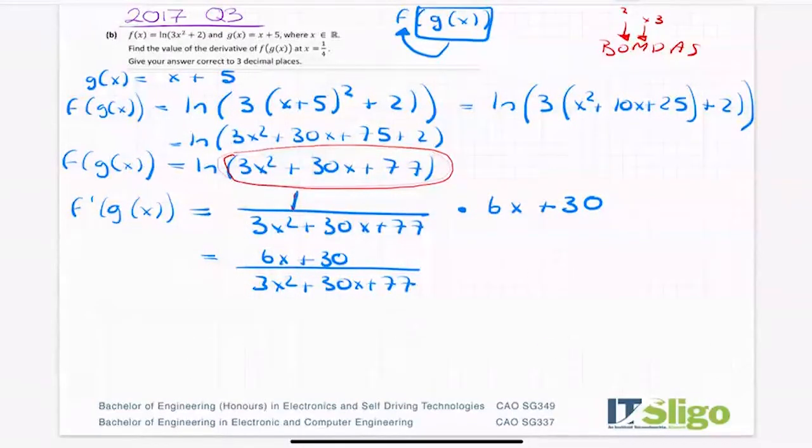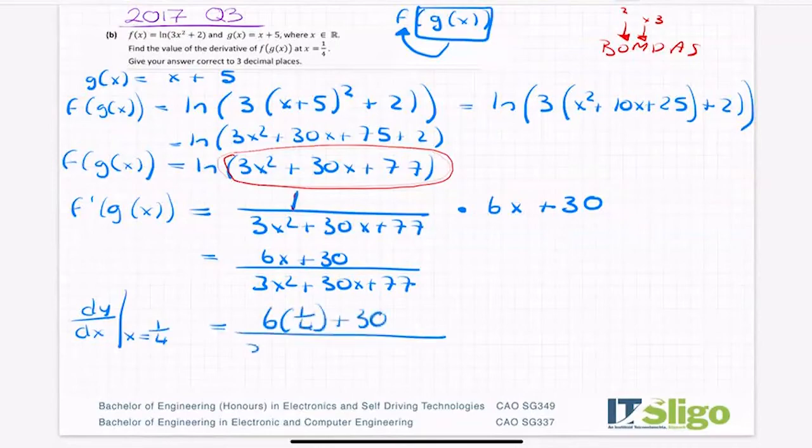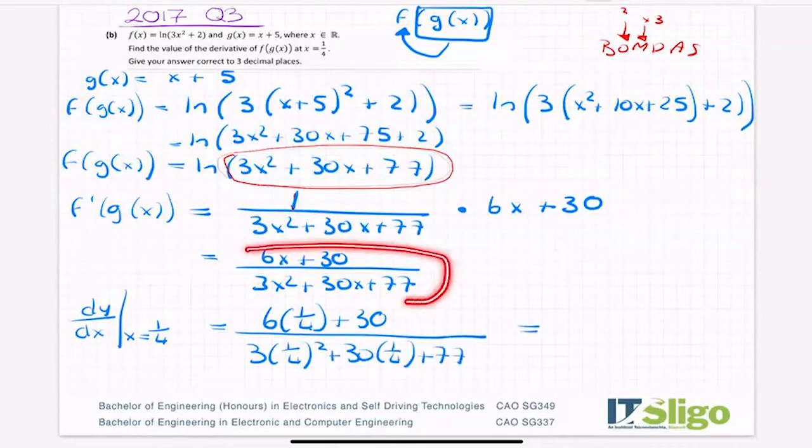And now it says at x is equal to a quarter. So I'm just going to write it as dy dx this time. It doesn't matter how you write it when x is a quarter. So that's equal to 6 times a quarter plus 30 over 3 times a quarter squared plus 30 times a quarter plus 77. Okay, it's probably why up here I didn't bother trying to simplify it. I just left it as is because I knew the question was going to give me a value to sub in. So there's no real benefit to you spending time simplifying it if it's going to be replaced by a value of a quarter anyways.